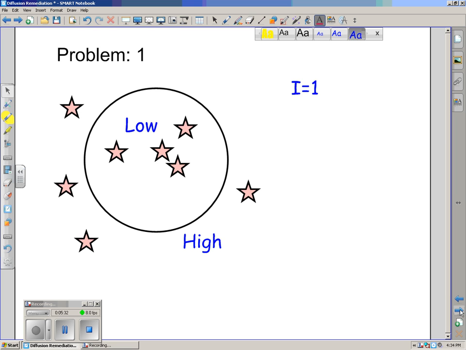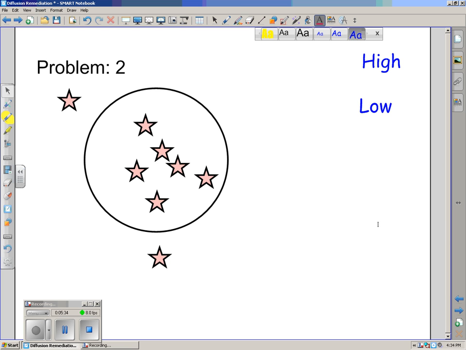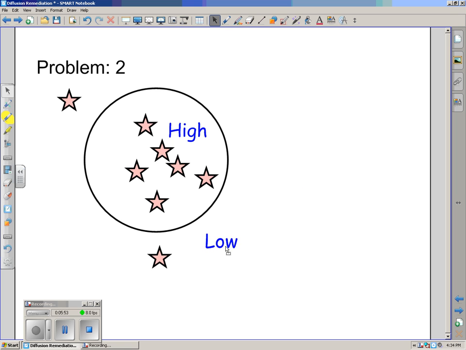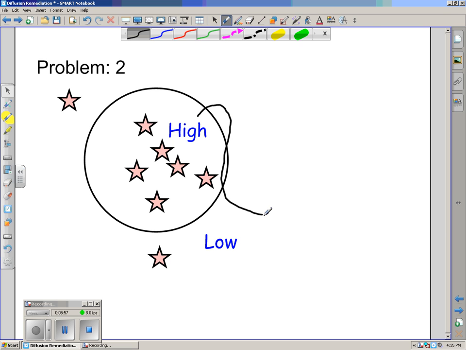Let's try problem 2. Where's the high concentration? Is it on the outside or is it on the inside? I'll give you a second to think. If you guessed on the inside, you're correct. There's 1, 2, 3, 4, 5, 6 particles on the inside and only 2 on the outside. Diffusion says that we move from a high to a low, kind of like a waterfall. And so let's see, how many are we going to move to the outside?